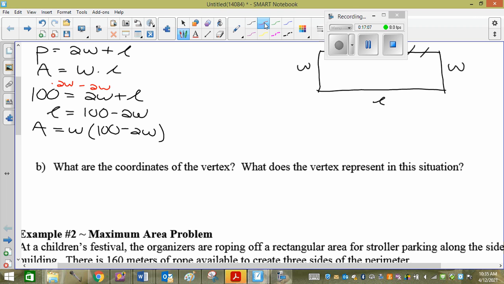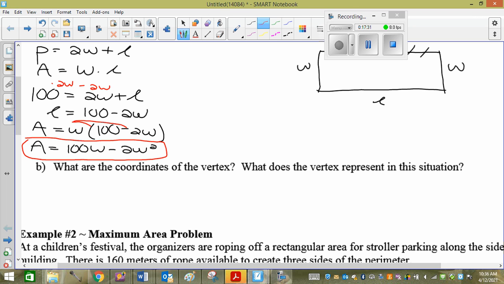We're going to distribute that right because we want to put in the W for both of those terms. So now our area becomes A is equal to 100W minus 2W squared, because W times 100 and then W times the negative 2W, so negative 2W squared. So we have our equation now.